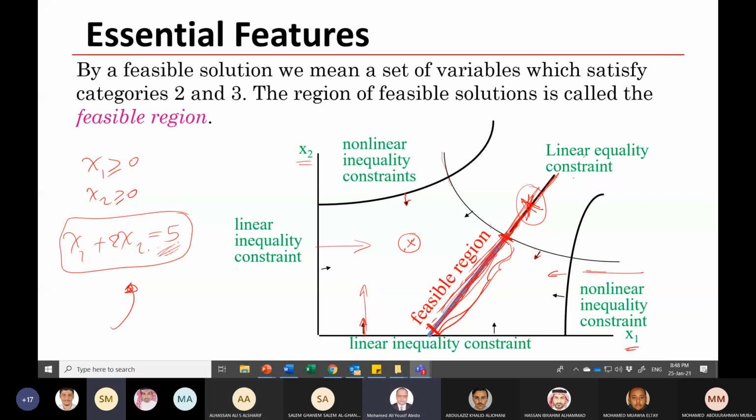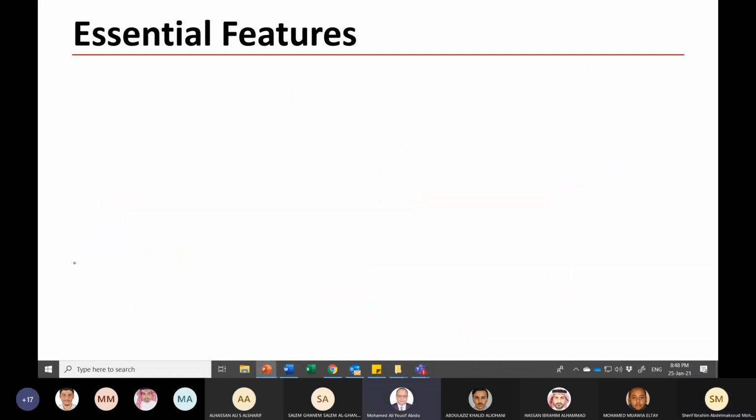Salam. Doctor, what is the meaning of inequality constraints and equality constraints? Mathematically. Here it is.